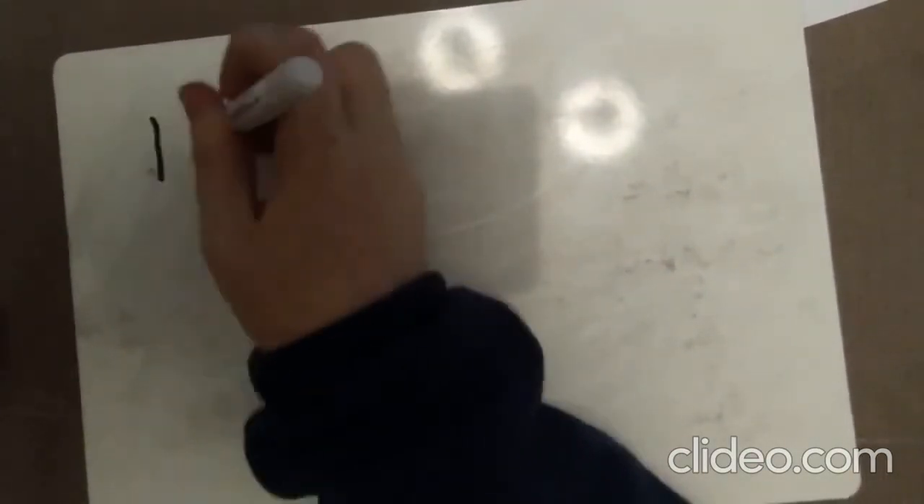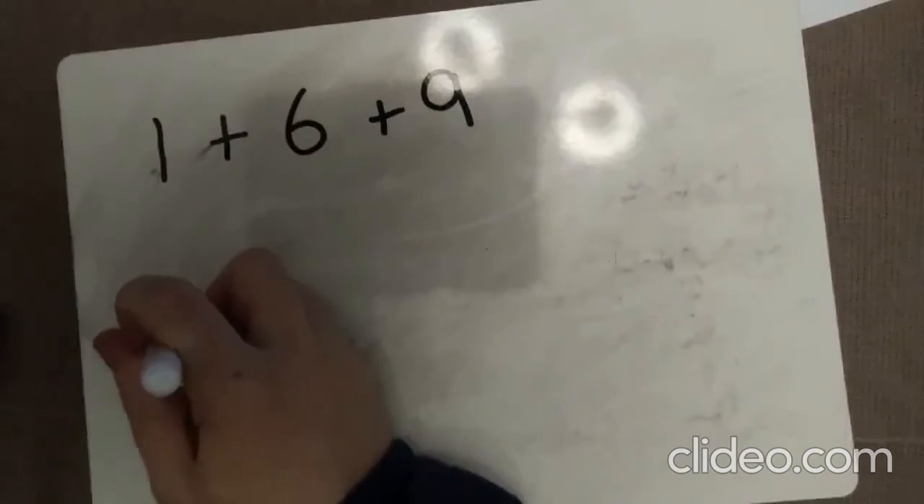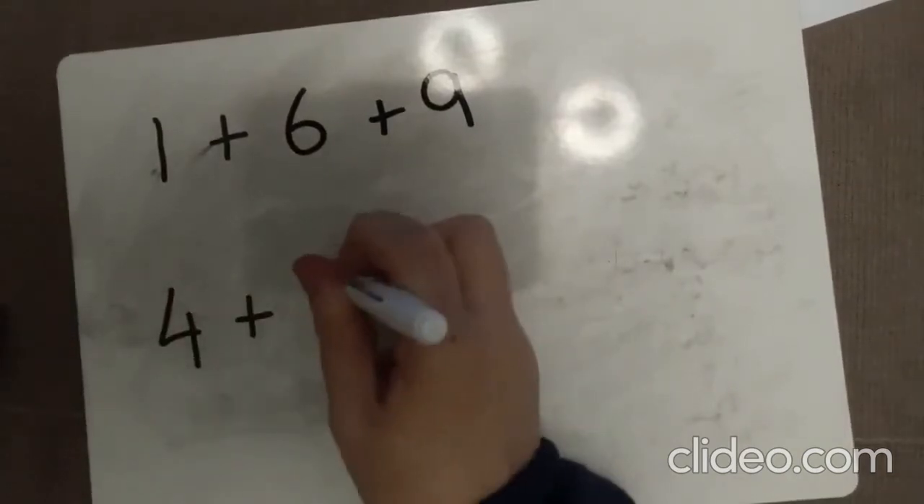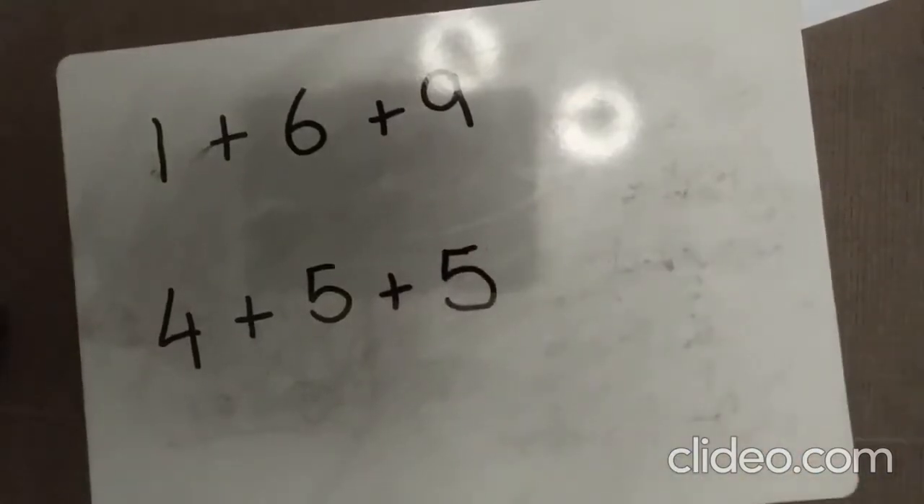Right. I'm going to write up 2 questions on my board that you can have a go of trying yourself at home. So 1 add 6 add 9 and 4 add 5 add 5. So pause the video here and have a go at working out those 2 questions.